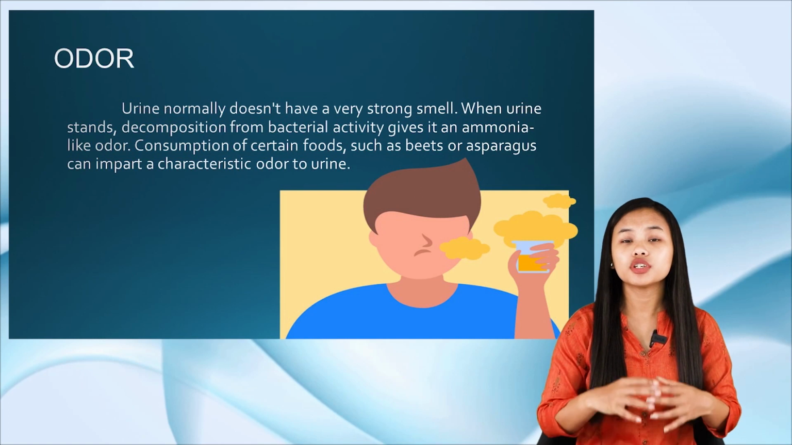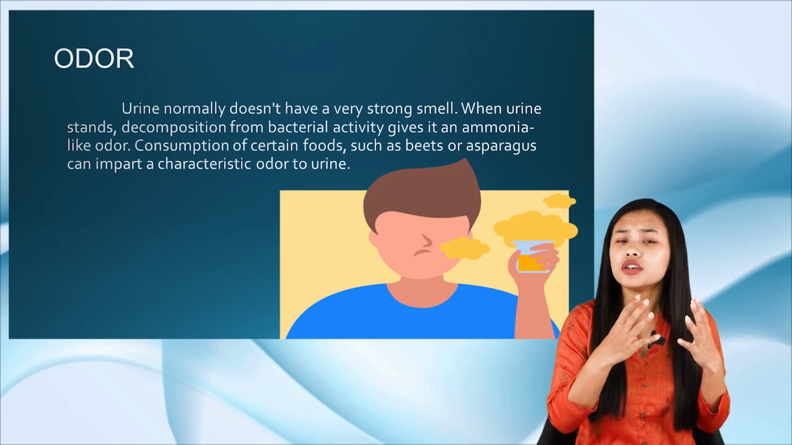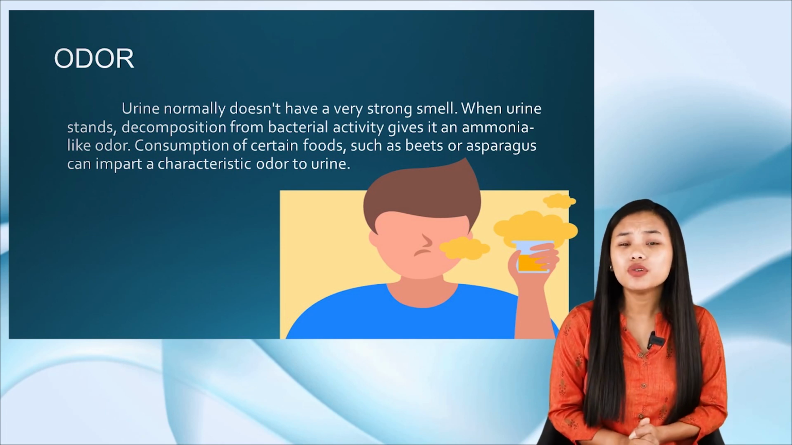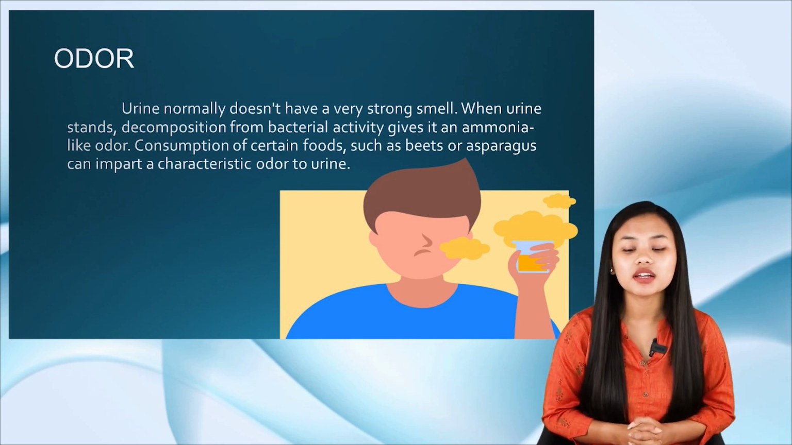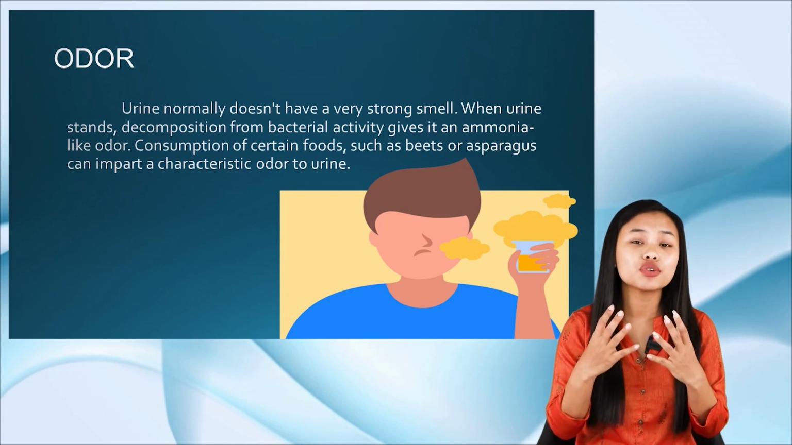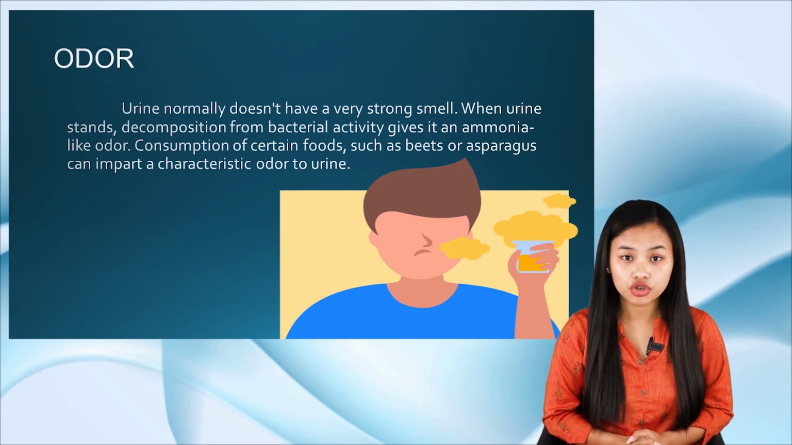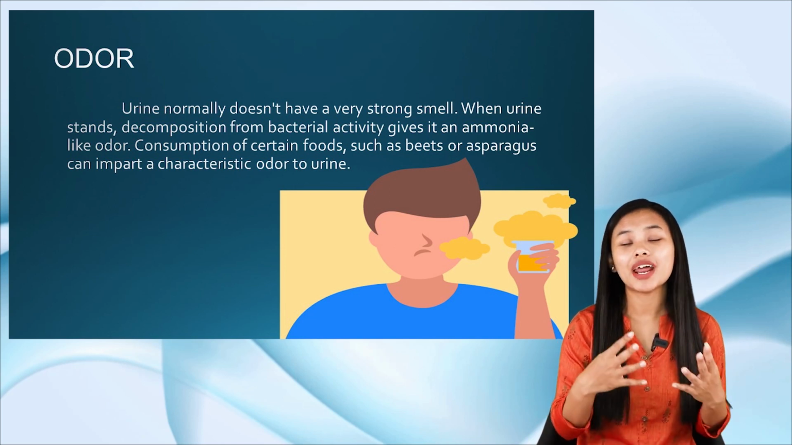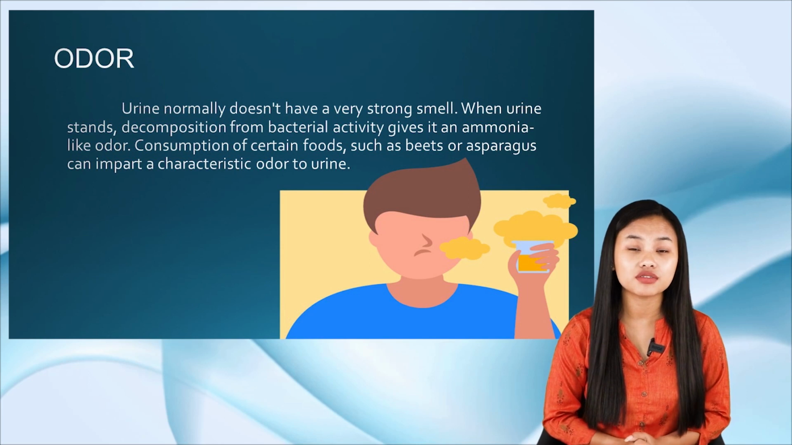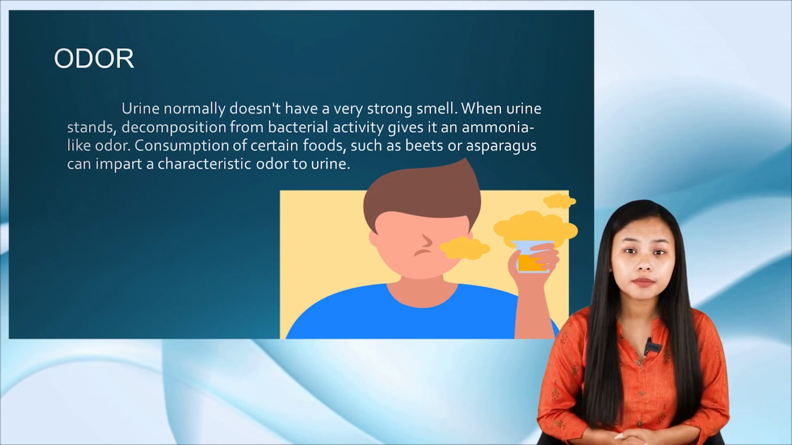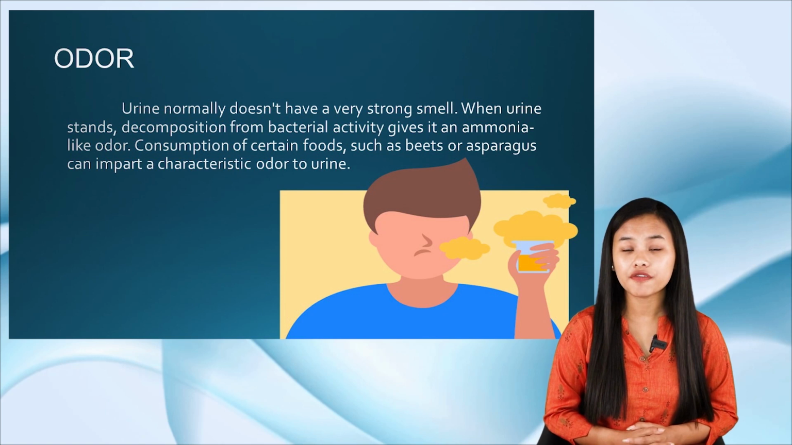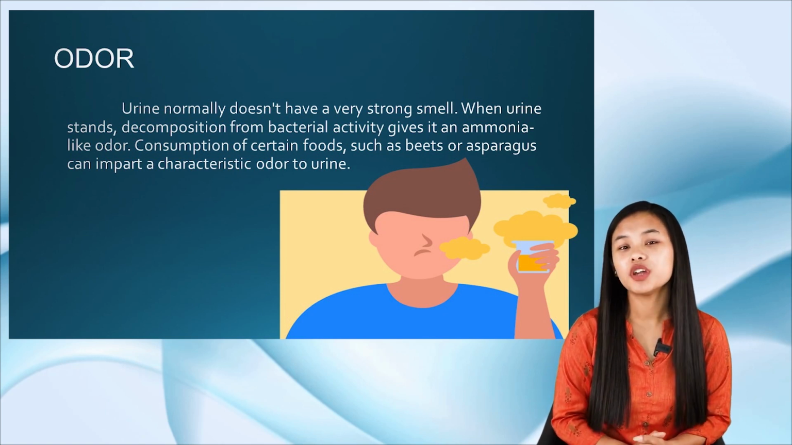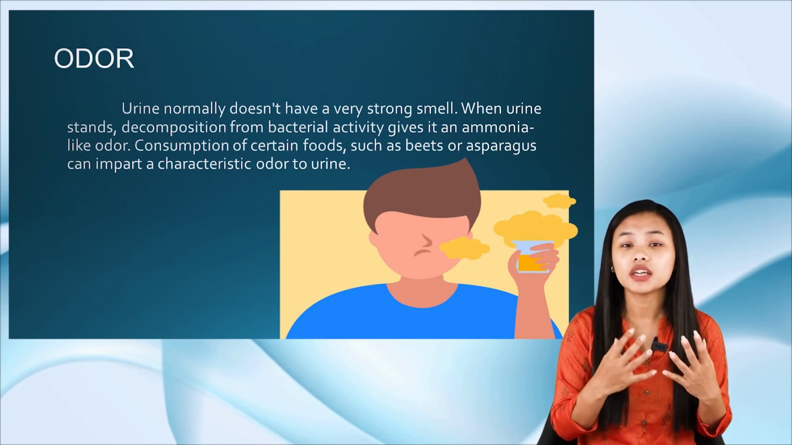Now, when we talk about the odor of the urine, normally urine does not have a very strong smell. However, when urine stands, the composition from the bacterial activity can give an ammonia-like odor. Not only that, but consumption of certain foods such as beetroot and asparagus can also impact the odor of the urine. As well, if a person is suffering from a urinary tract infection, then it is quite common that there will be a foul-smelling odor.